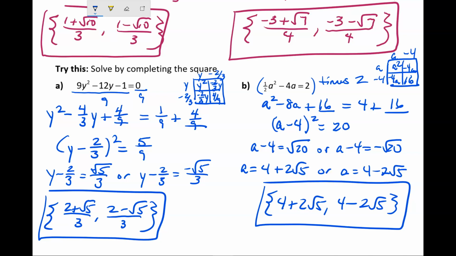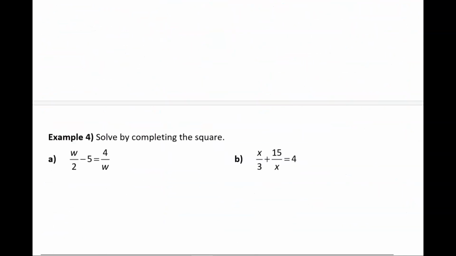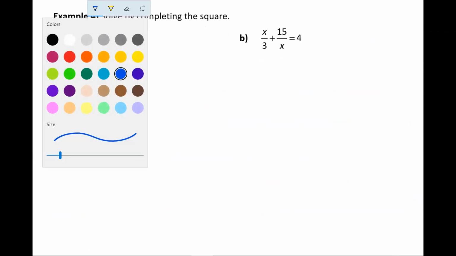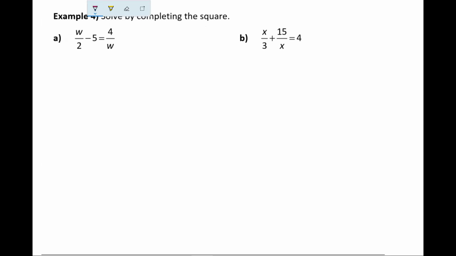In the last part of this lesson, we're going to look at equations that don't look quadratic to begin with. So let's take a look at this one. W over 2 minus 5 equals 4 over W. Well, there's fractions in there, and we really would rather not solve an equation that has fractions in it. Rather, we need to multiply through by the LCD. So if there are two denominators, 2 and W, then the LCD is 2W.